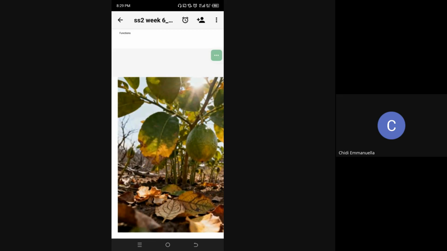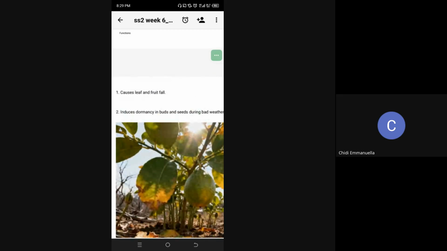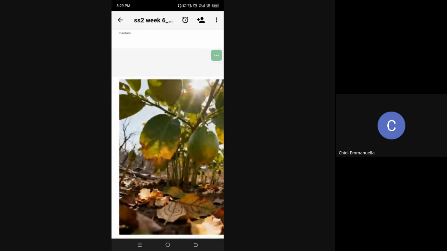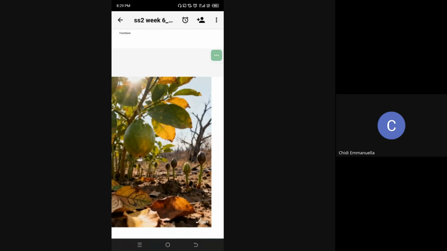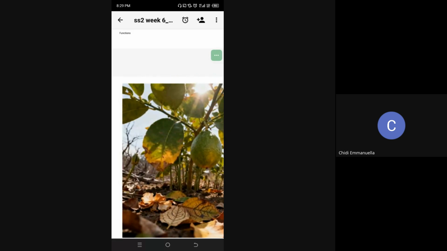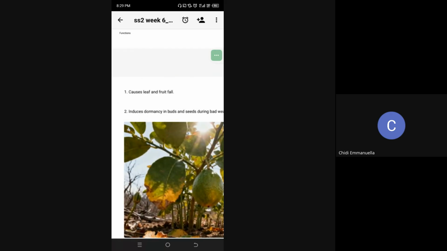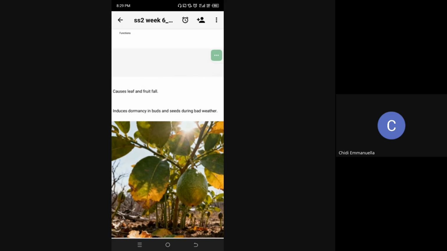So if you observe, this diagram is depicting the first one, which is that it causes leaf and fruit fall. You see the leaves on the ground due to the presence of abscisic acid. Then number two, it induces dormancy in buds and seeds during bad weather. That means it does not allow the seed to germinate. It does not allow the bud to spring forth. Do you understand?